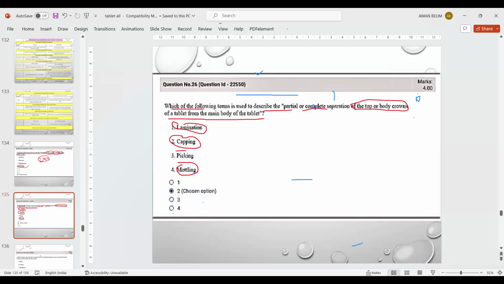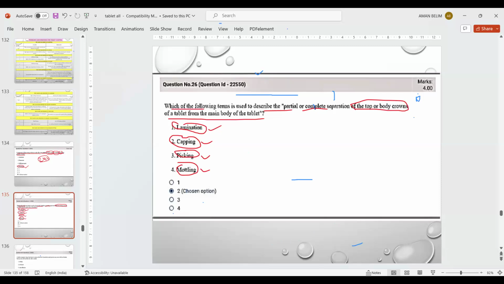And what is mottling? We'll cover it here also. Two or more layers separation, yes, two or more layers, then it will be lamination. If upper and lower crown separated, then it is capping. What will be mottling and picking? Color disruption, inadequate distribution of color. Yes, mottling. And what is the reason behind the mottling?